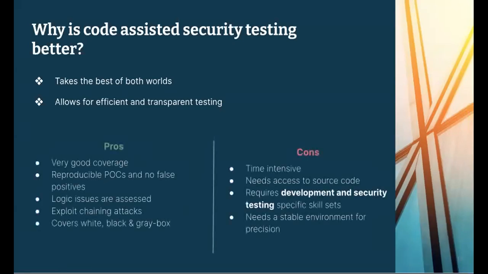But then there are some pros and cons with this as well. The pros are that it has very good coverage compared to the individual types given before. These POCs are reproducible, so those are also given at the end as a deliverable. This covers white, black, and gray box, right? So all these types of approaches are covered here as well. Apart from that, logic issues are also covered, and exploit chaining is also covered. The cons are that it is time intensive. You need access to the source code. You need development and security testing know-how, and you need a stable environment for precise results essentially. These cons are more or less a repetition of what we've seen earlier.